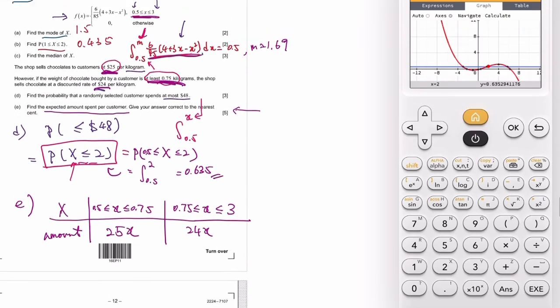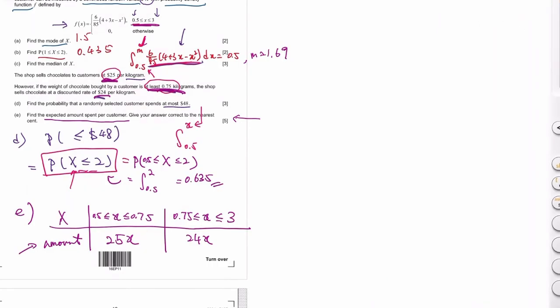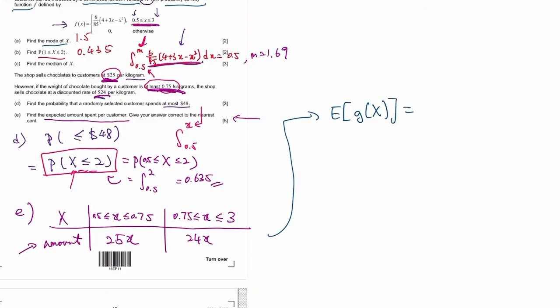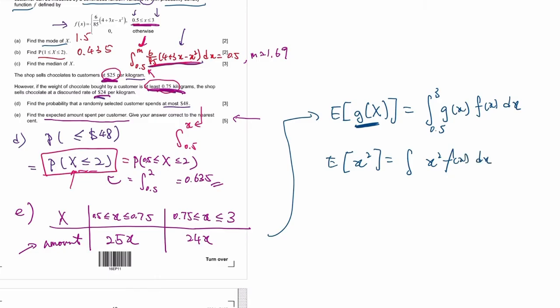So we need to find the expectation of this. This might be slightly out of the syllabus, but the expectation of something that depends on the random variable x would be to integrate g(x), which is how your thing depends on x, times f(x), which is the PDF, from the lowest possible to the highest possible value. But you kind of are expected to know this. For example, you would know that the expectation of x squared is x squared times f(x), integrated from the lowest possible value to the highest possible value.